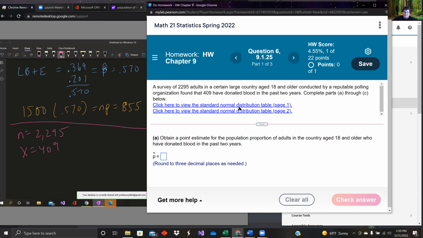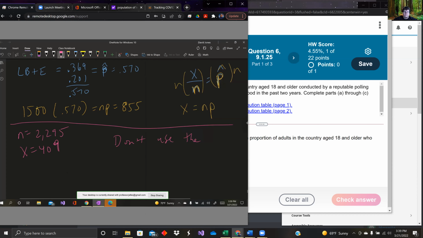You do not need this standard normal distribution table. This is for when you're doing it by hand. We are not going to use that. We will use StatCrunch for this. Don't use the tables. Use StatCrunch.